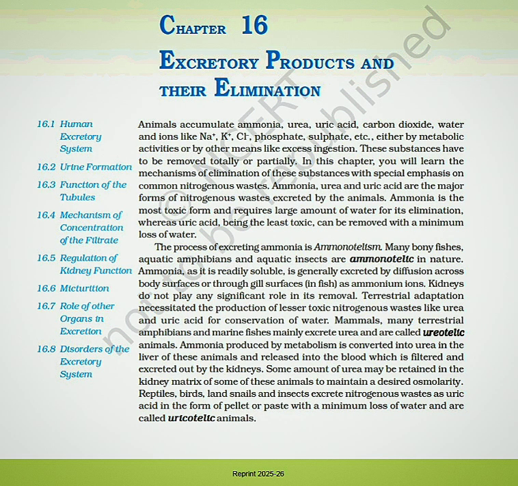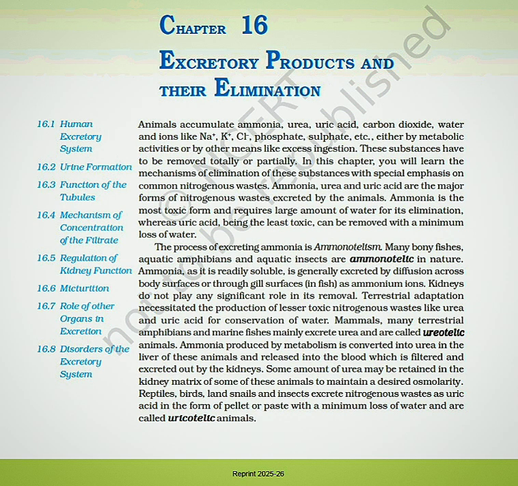Ammonia, urea, and uric acid are the major forms of nitrogenous waste excreted by animals. Ammonia is the most toxic form and requires a large amount of water for its elimination, whereas uric acid, being the least toxic, can be removed with the minimum loss of water. The process of excreting ammonia is ammonotelism. Many bony fish, aquatic amphibians, and aquatic insects are ammonotelic in nature.